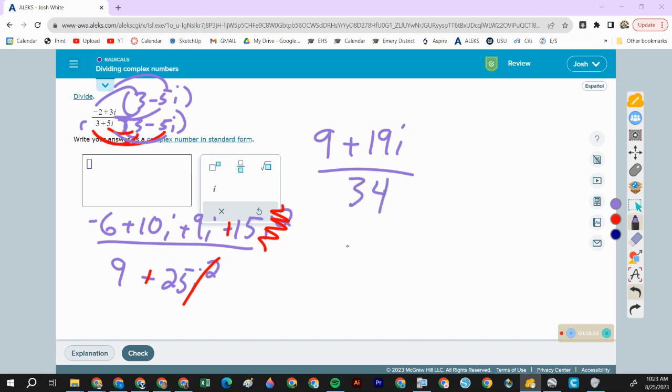So it probably wants the answer as 9 over 34 plus 19i over 34. And you can either put the i on top or you can put it out on the side. It means the same thing. Whether it's on top, just don't put it on bottom. That would mess it up.